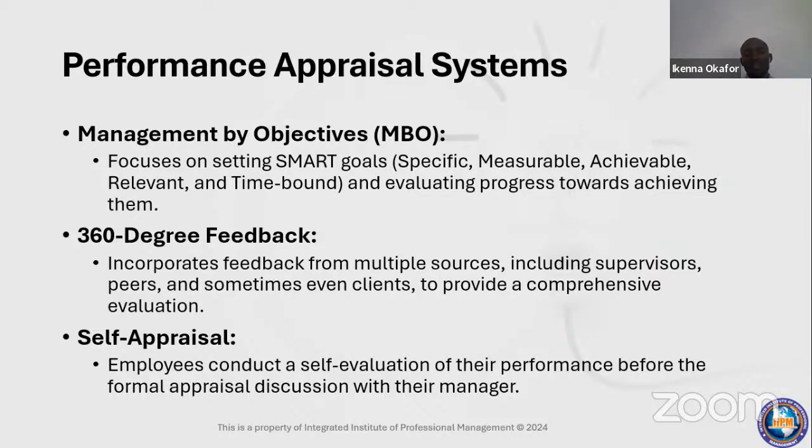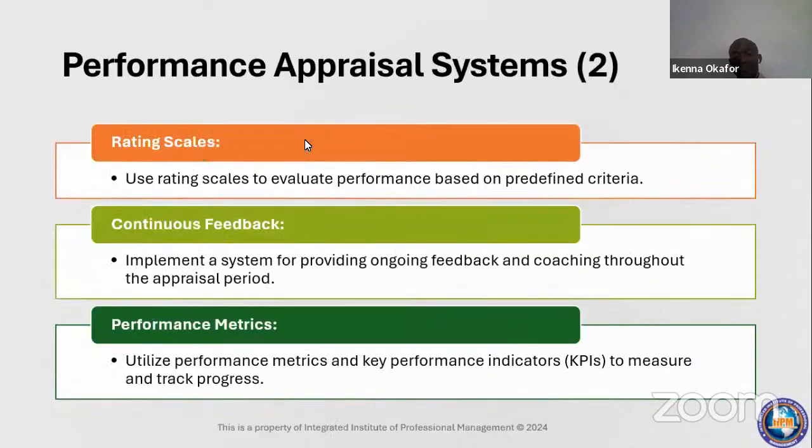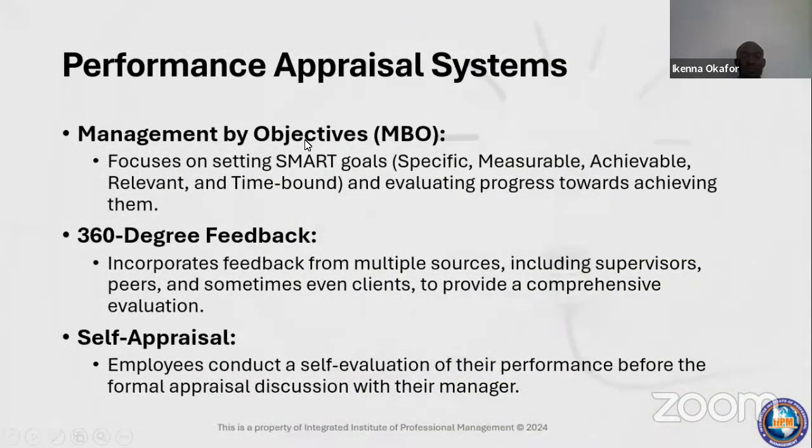What are the performance systems we can use? Use management by objectives, which is one of the most common ways, whereby objectives are jointly set and agreed upon, to be achieved within a specific period, to get a specific result.